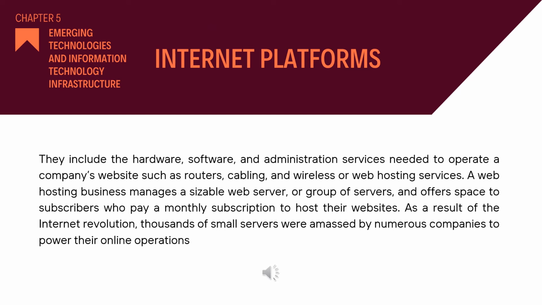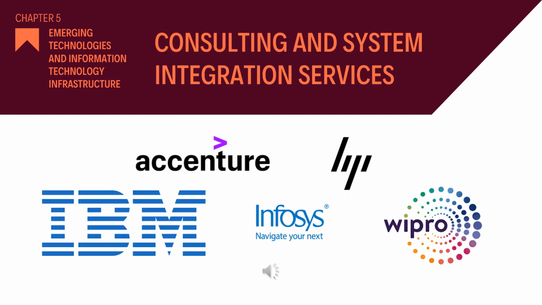Next, we have internet platforms. Internet platforms include the hardware, software, and administration services needed to operate a company's website, such as routers, cabling, and wireless or web hosting services. A web hosting business manages a sizable web server or group of servers and offers space to subscribers who pay a monthly subscription to host their websites. As a result of the internet revolution, thousands of small servers were amassed by numerous companies to power their online operations.